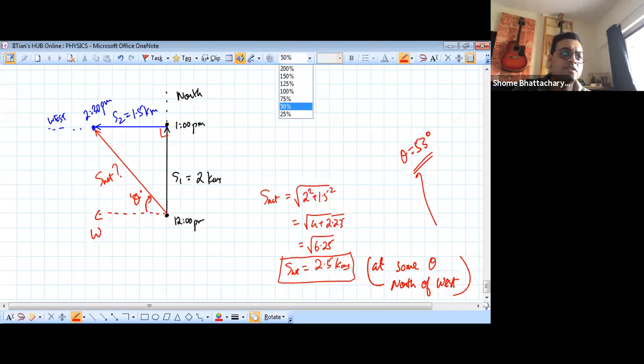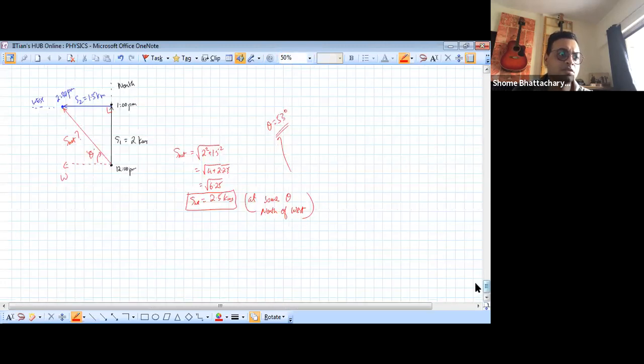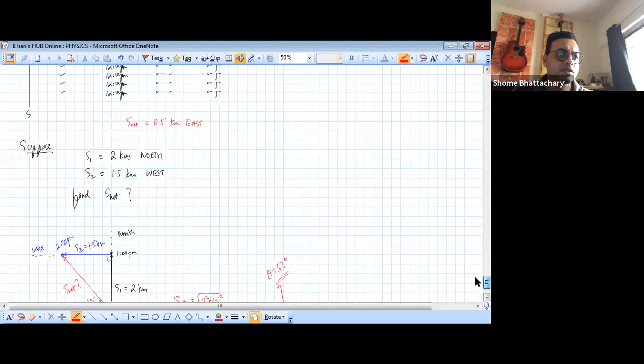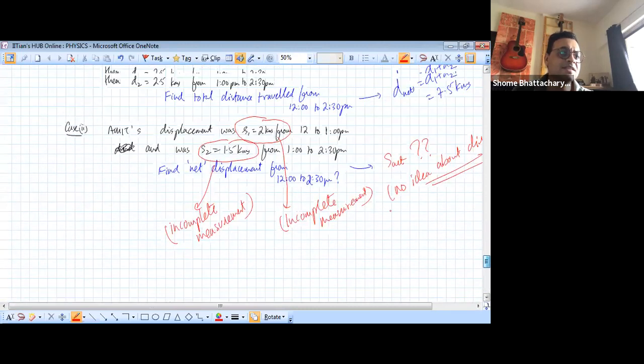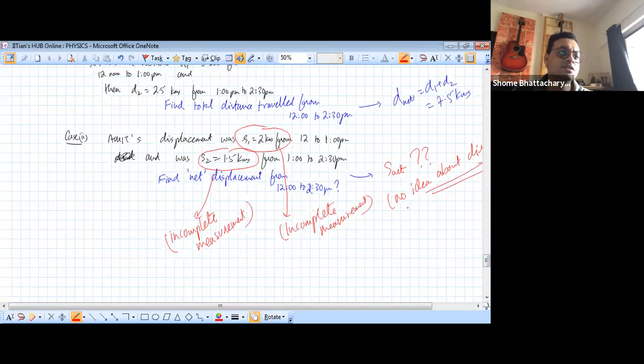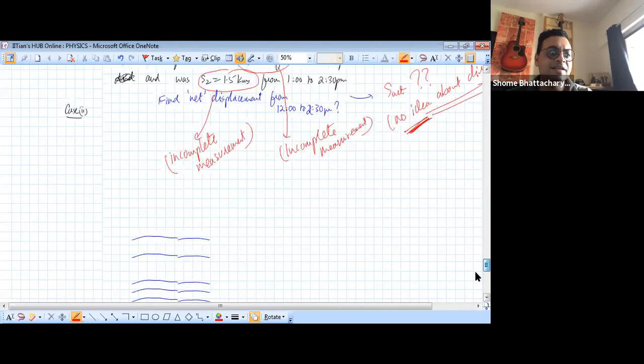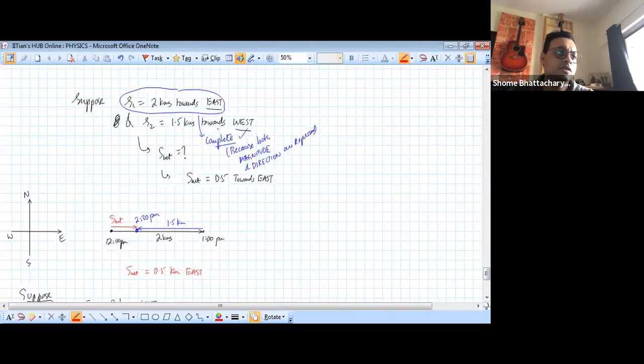So I'm just putting this up once more so you can go through this whole thing. So first of all, you can understand that in this case, we cannot calculate displacement because we have no idea about direction. So we cannot find out what the net displacement is. But suppose I had additionally given this information: in one case, it is east and west. Then the net displacement would have been 0.5.